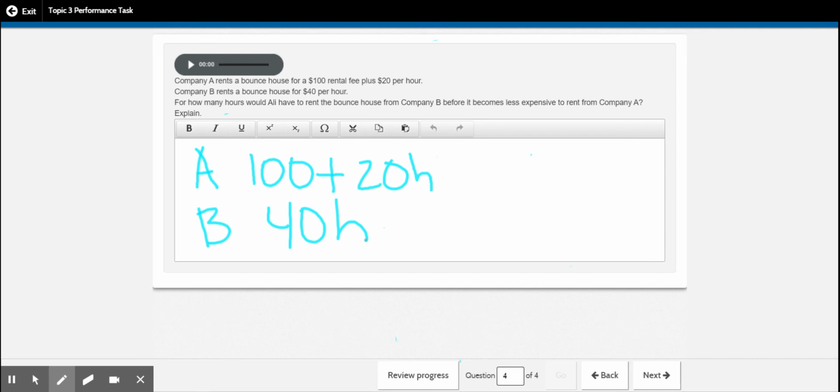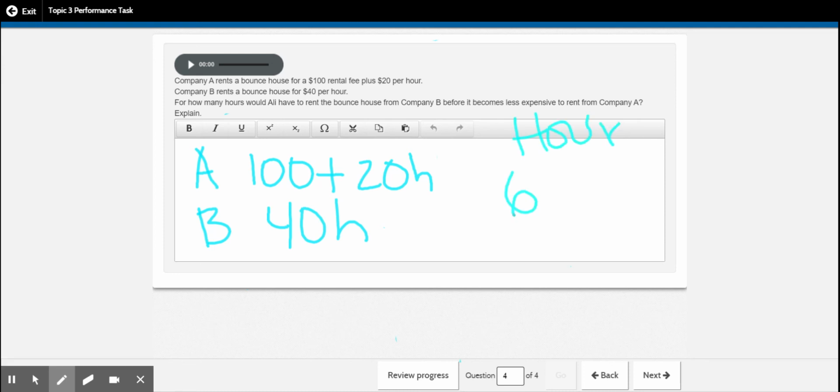So initially, it's cheaper to rent it from B. I can just look at that for an example, let's just do 1 hour. 1 hour from B is $40 and 1 hour from A is $120. So we are usually paying less for B. Well, in our previous problem, we saw at hour 5 that they cost the same amount. So B was less expensive up through hour 4. When we got to hour 5, they were the same. So in hour 6, is it more expensive now to go with A? Let's take a look.